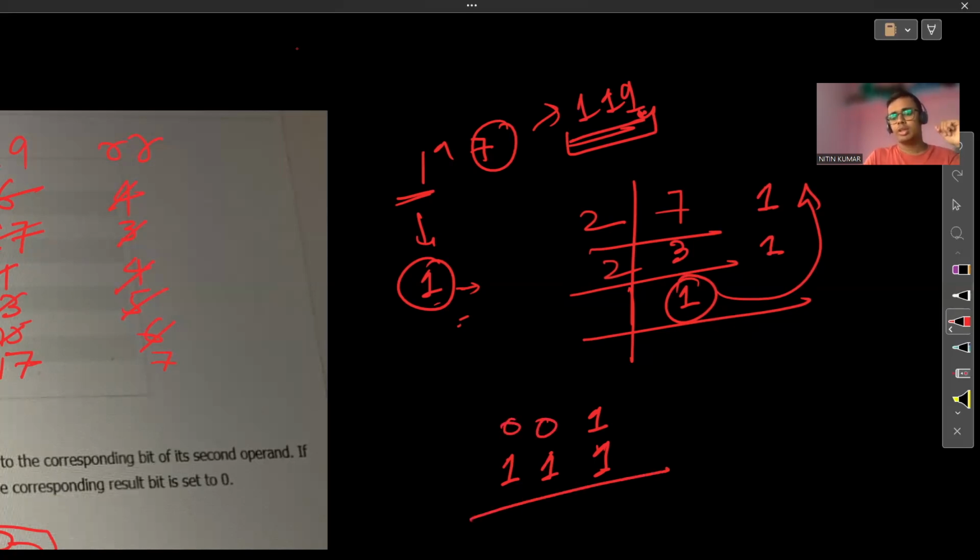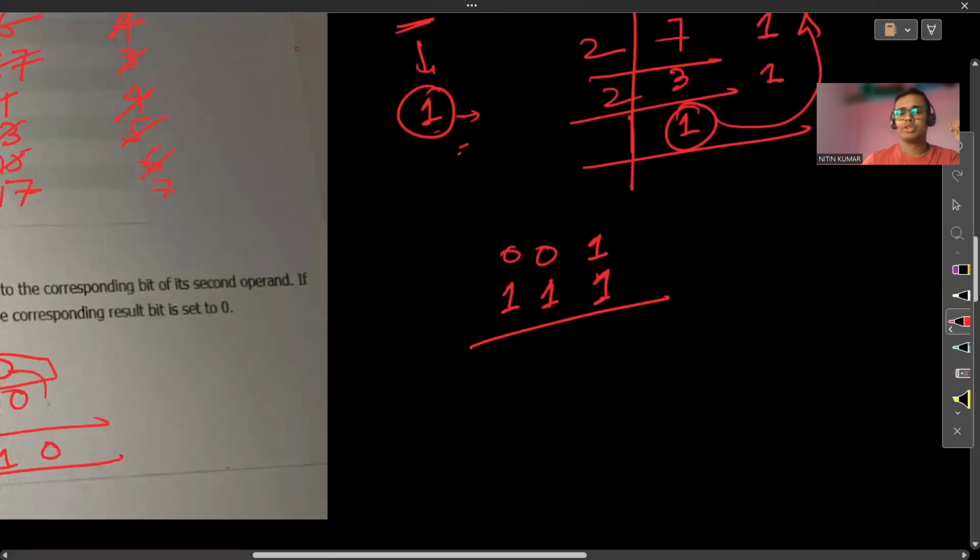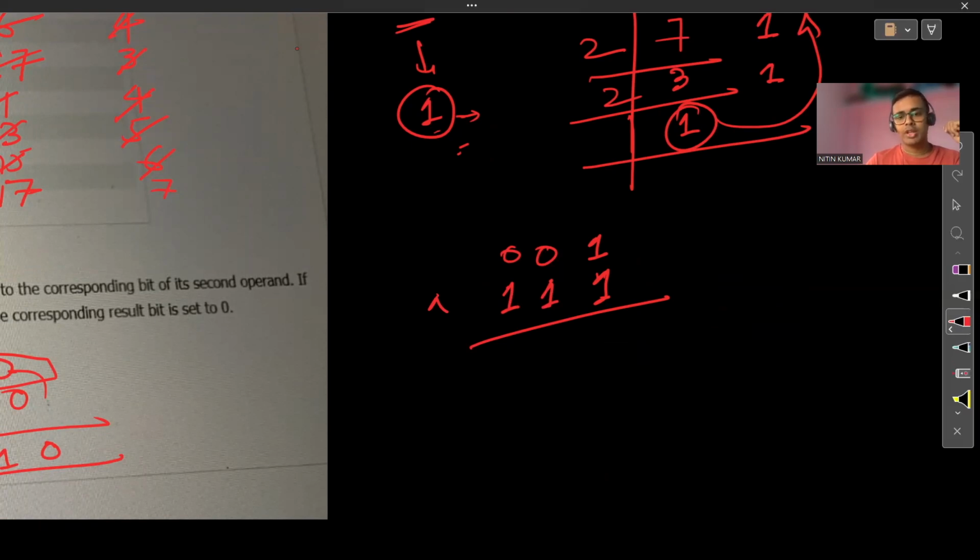Now we are taking the XOR of both. The XOR operator says if both are the same, then we get 0, and if both of them are different, then we get 1. So here both are the same, so it will get me 0. Both are different, so it will get me 1. And both are different, so it will get me 1 again. So 1, 1, and 0 will eventually get me what?